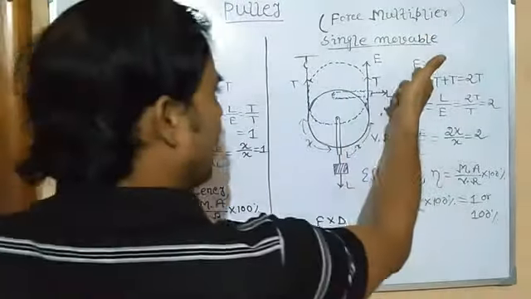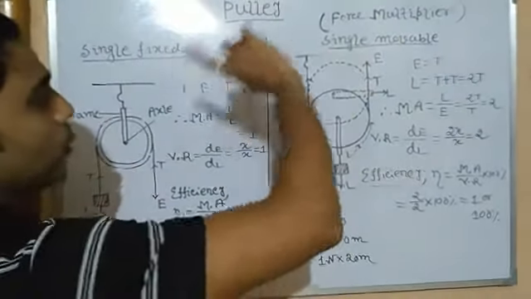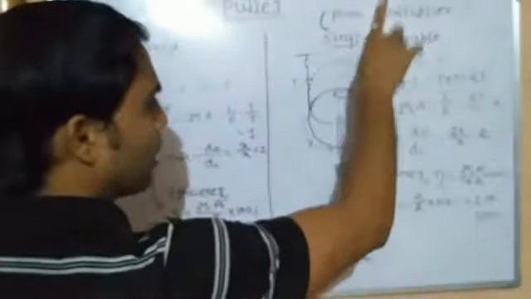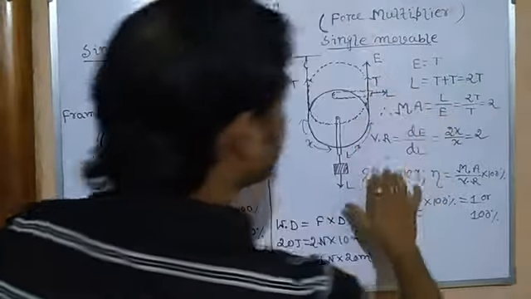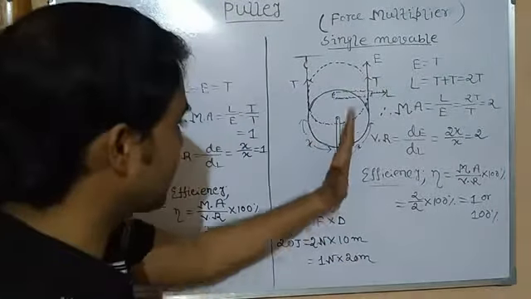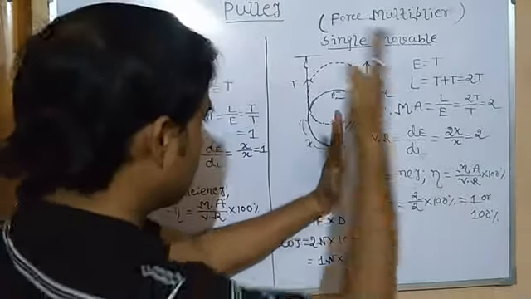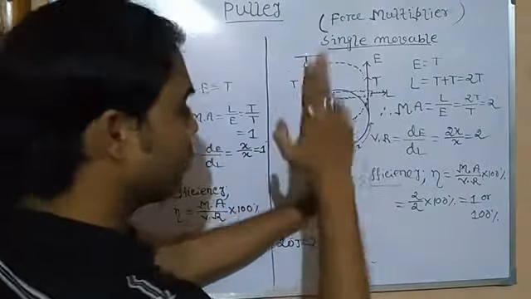Clear? See here, effort equals T. Why? Since effort is acting only on one side, only the tension of that side will be supported by the effort. So here effort is equal to T. But here load is equal to the sum of the two tensions. Why? Since here the load is acting in the middle portion, so the tension of this string and the tension of this string both contribute equally to lift up the load.